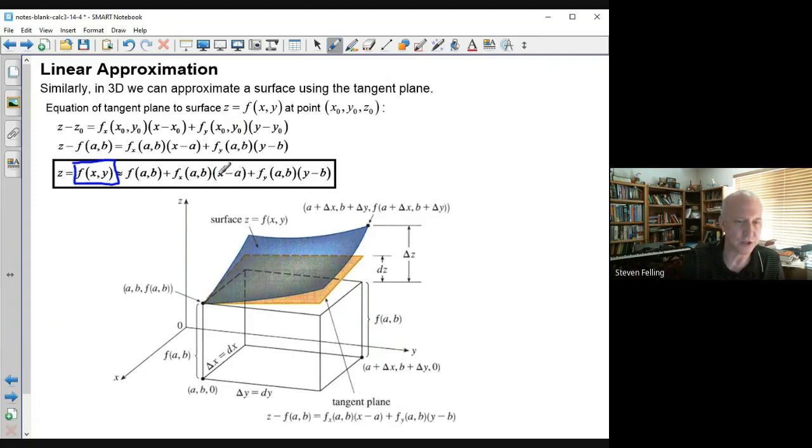So the change in the x direction times the partial derivative in the x direction. And then I get a little bit of an adjustment here from the change in y times the slope of y. So this distance here is the slope times this change. It's like an extra-dimensional version of the linear approximations that we saw earlier in calculus.